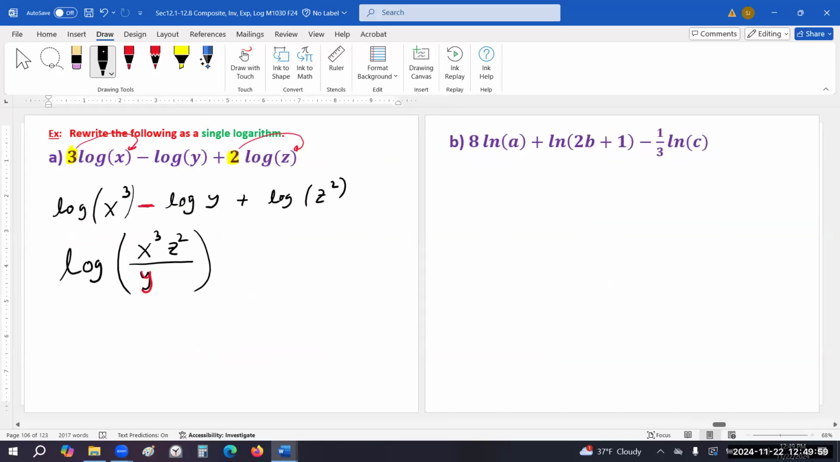Okay, more. Same rule applies. The second one has only one argument. They have plus in between them, but it doesn't matter. It's only one argument for that log.